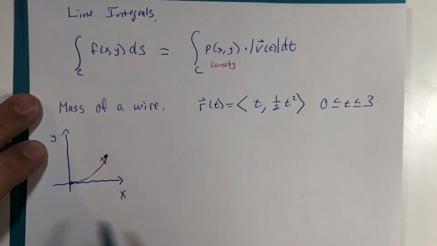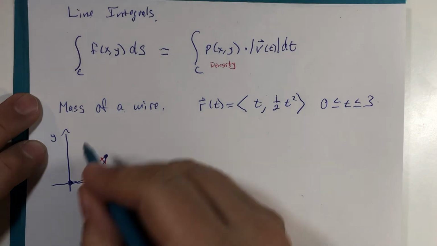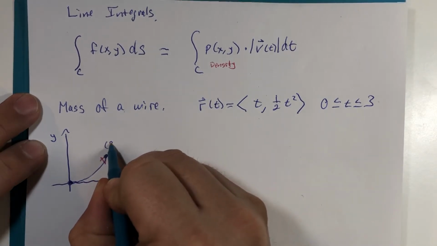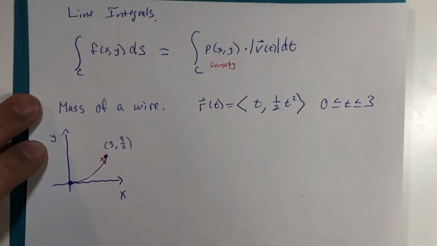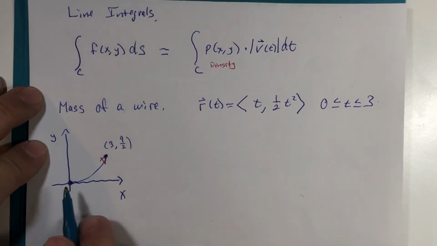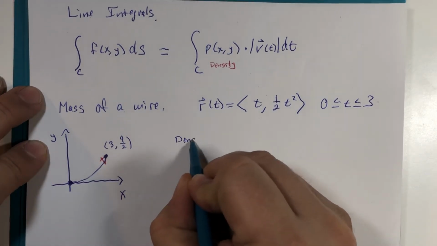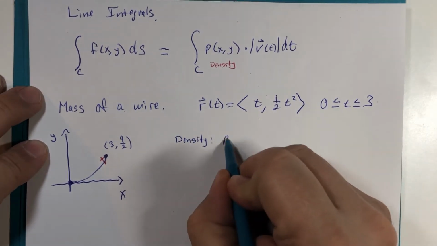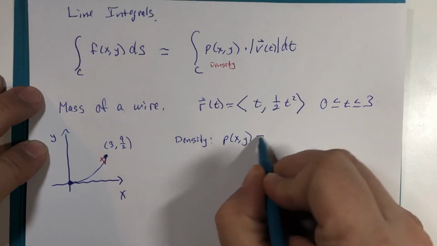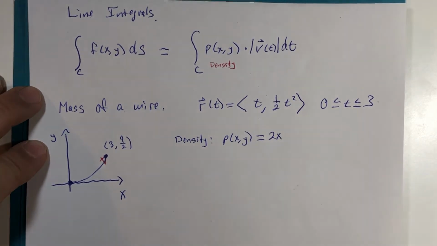If t is 0, you'd be at the origin, the vertex. If t is 3, you would be at the point 3 comma 9/2. All right, so those would be coordinates of points. So that's our curve or our line for the integral. The density function, rho of x y, is given to be 2x.